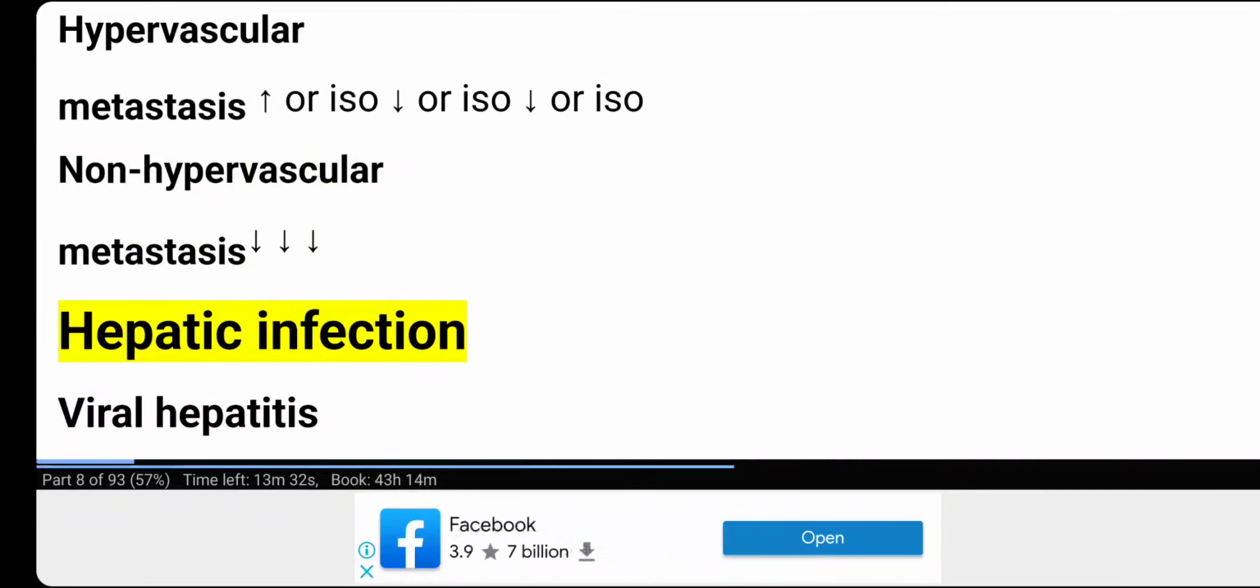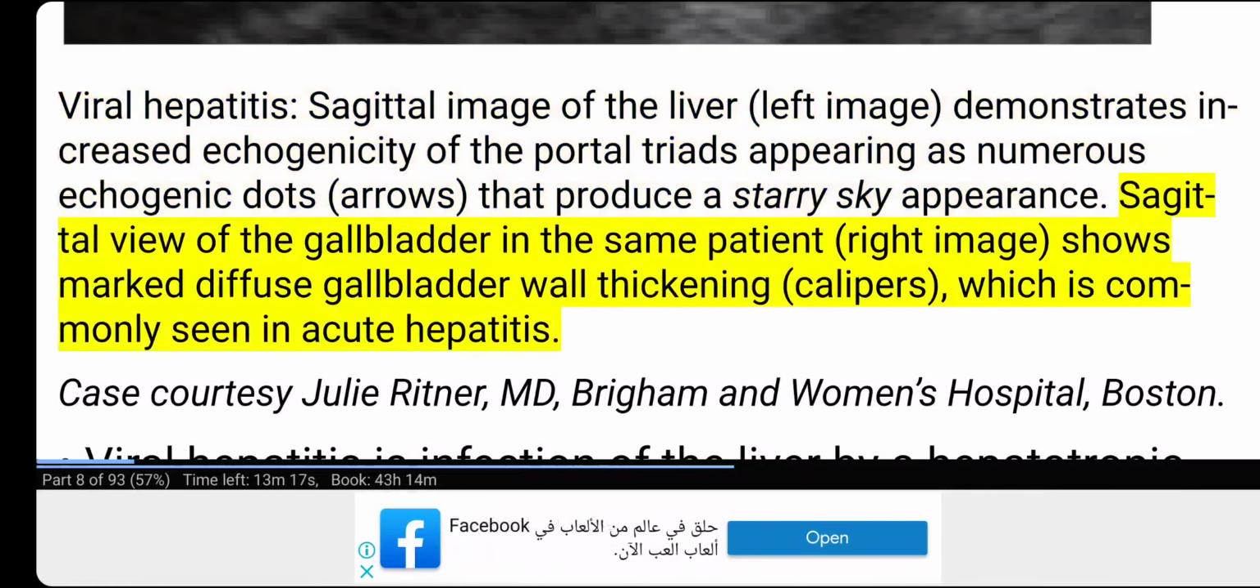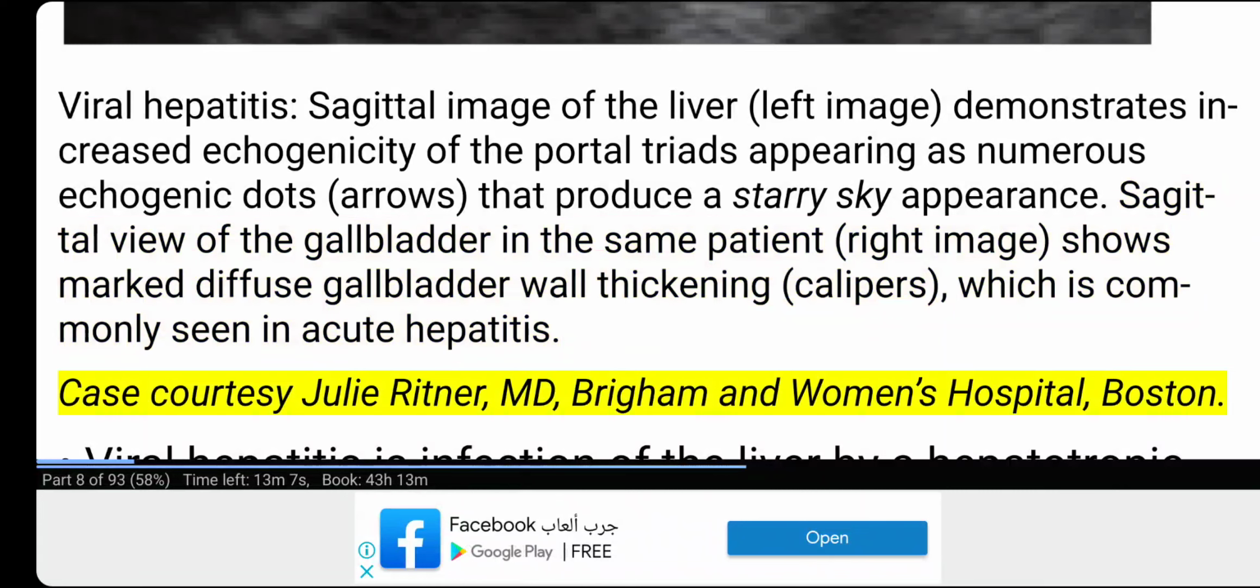Hepatic infection. Viral hepatitis. Sagittal image of the liver, left image, demonstrates increased echogenicity of the portal triads appearing as numerous echogenic dots, arrows, that produce a starry sky appearance. Sagittal view of the gallbladder in the same patient, right image, shows marked diffuse gallbladder wall thickening, calipers, which is commonly seen in acute hepatitis. Case courtesy Julie Rittner, MD, Brigham and Women's Hospital, Boston.